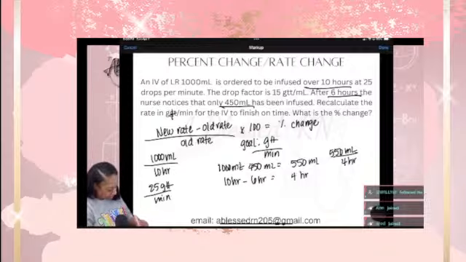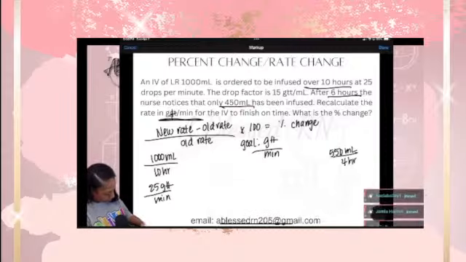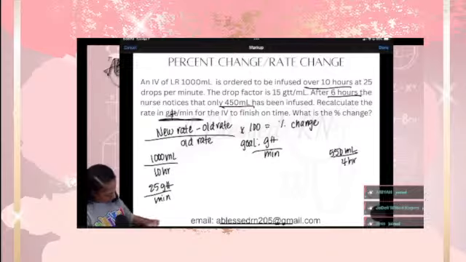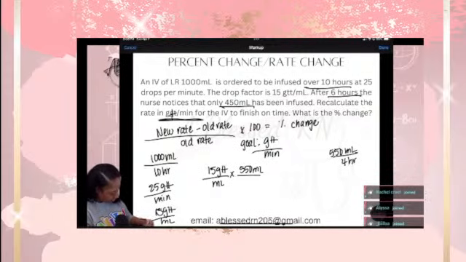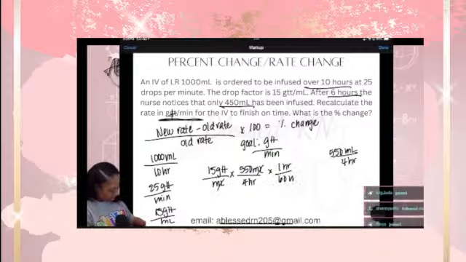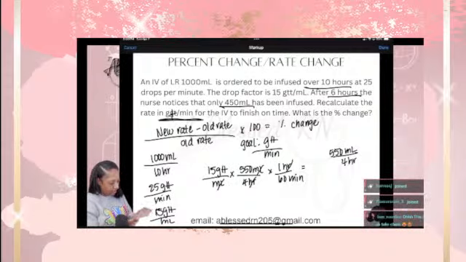So we need to find it in drops per minute. So we'll do our drop factor, which is 15 drops per milliliter. I'm going to start with my drops, okay? So then we'll do 15 drops per mL times 550 milliliters over 4 hours. We need to have hours at the top and minutes at the bottom. Hours crosses out. And so then this will be 15 times 550 divided by 4 divided by 60.